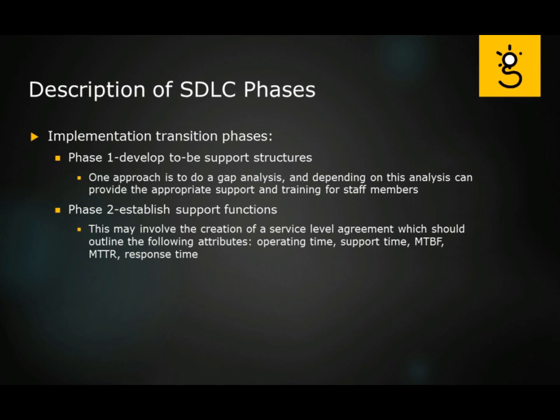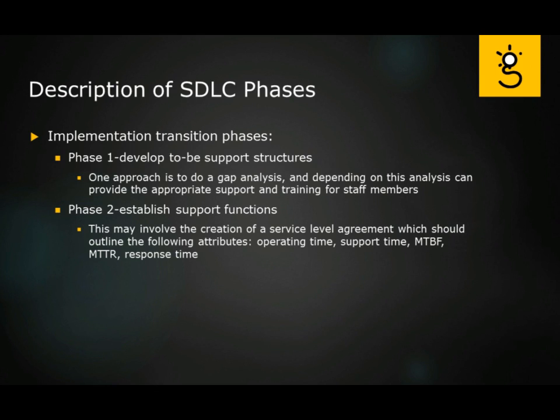So let's talk about those implementation transition phases. The first phase would be to develop what we call the 2B support structures. Now, one approach, of course, is to do a gap analysis, and depending on that analysis, it'll provide the information about the appropriate support and training you're going to need for staff members. Notice it's called 2B support structures. That means we want to have people in place who can answer questions and understand what's happening before we start bringing this in.